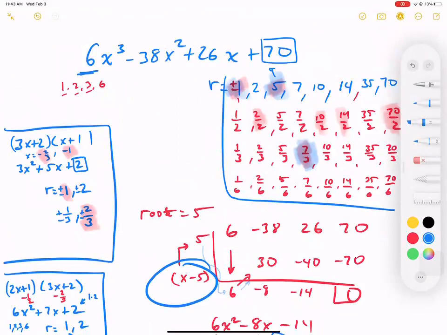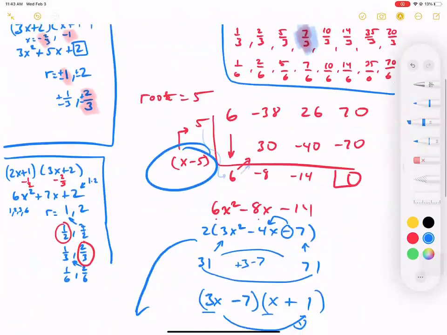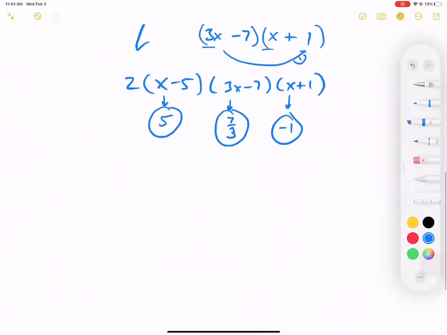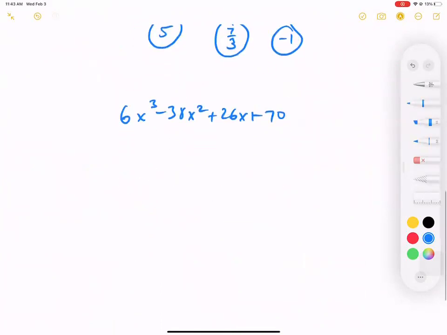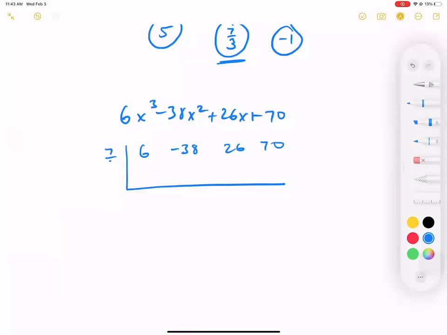Now, I have one more thing to go through. No, I have a couple more things. I want to teach you guys how to divide using synthetic division if my root was a fraction. Okay? So we're going to use the same exact problem because the problem was pretty big already. But if I wrote 6x cubed minus 38x squared plus 26x plus 70, and we're going to use synthetic division to factor out the root 7 over 3: 6, negative 38, 26, and 70, and the root is 7 over 3.